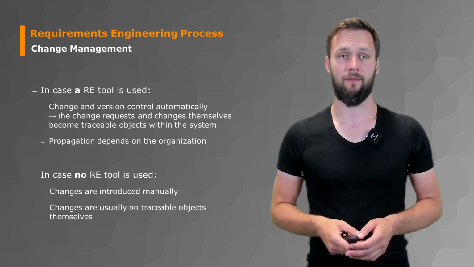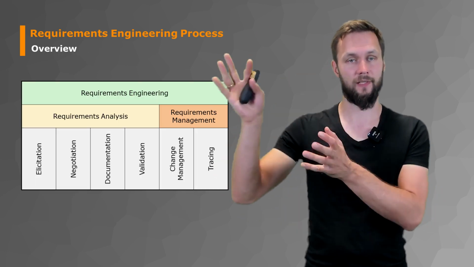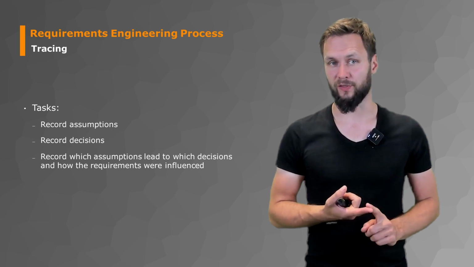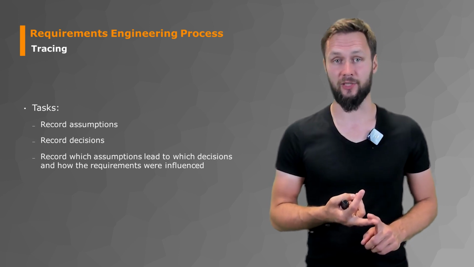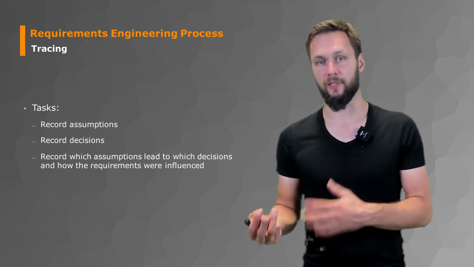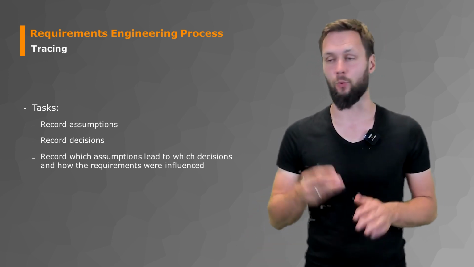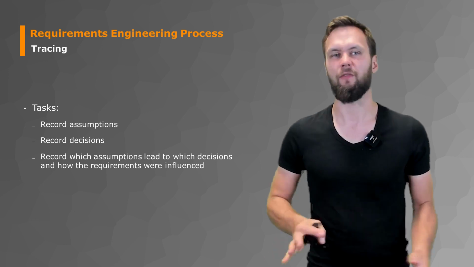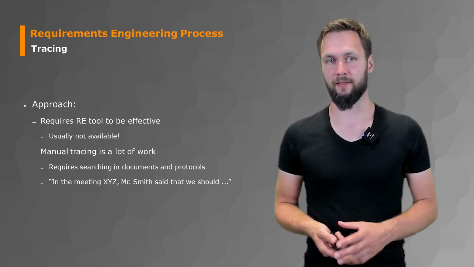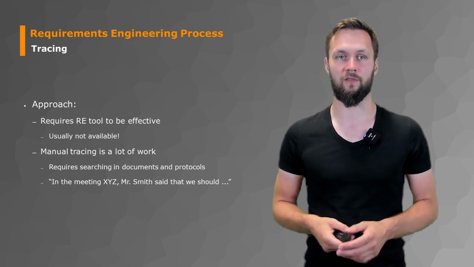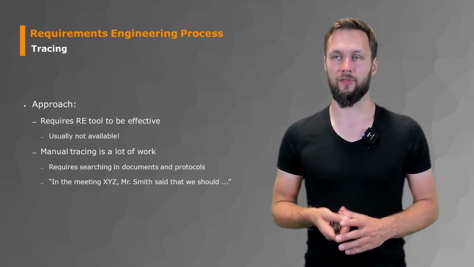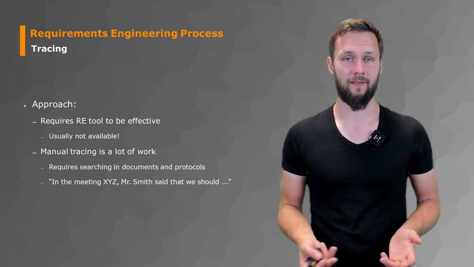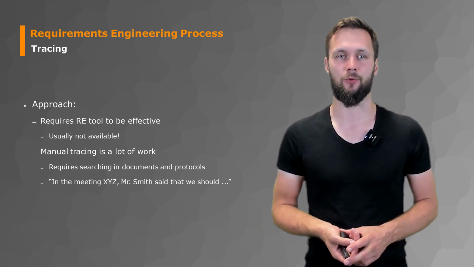And then finally, tracing, also being part of the requirements management process, where you have the task of recording assumptions, recording decisions, and recording which assumptions lead to which decisions and how the requirements were influenced by those. Write all of it down. Requirements engineering is in general a very note-heavy activity. You write everything down. How do you do this? You can once again use requirements engineering tools to be super effective, depending on the size of your customers and what kind of projects you do. You most of the time don't have a special tool. If you have, you probably need it because you have reached a certain size of project complexity.